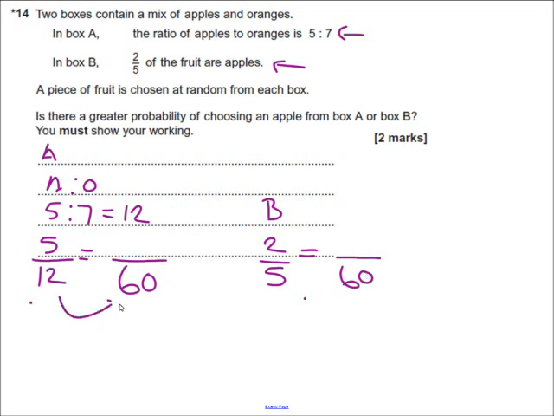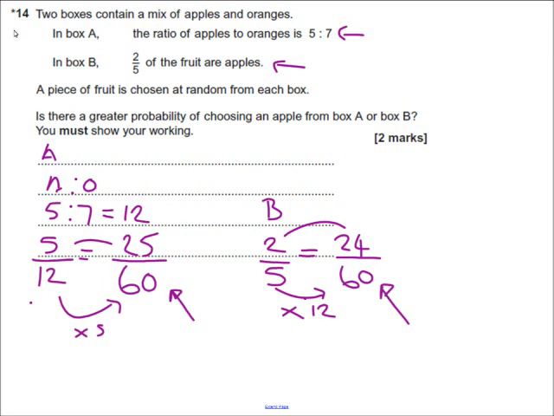So to get from 12 to 60, I've multiplied it by 5, and I need to do the same to the numerator to keep the fraction equivalent. So 25 over 60 is exactly the same fraction as 5 over 12. I need to do the same over here with box B, where to get from 5 to 60 I've multiplied it by 12. So when I multiply the numerator by 12, I end up with 24 over 60 as my equivalent fraction. And now I compare like with like. I have 25 over 60 for box A, 24 over 60 for box B.